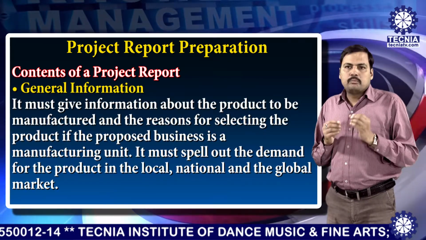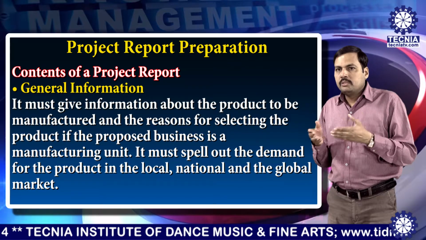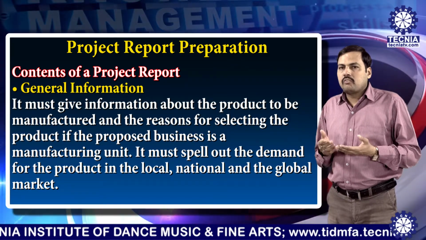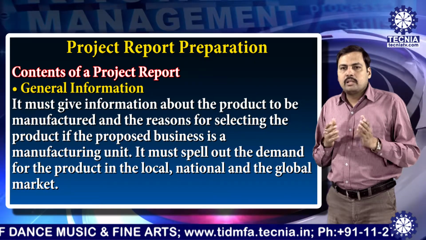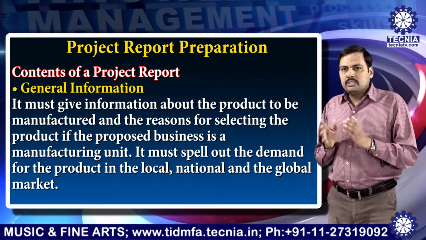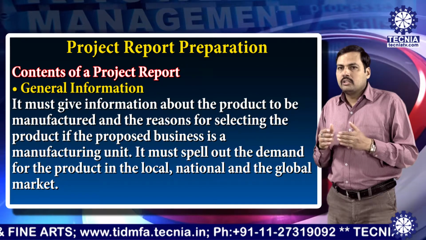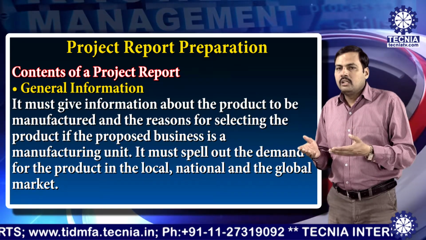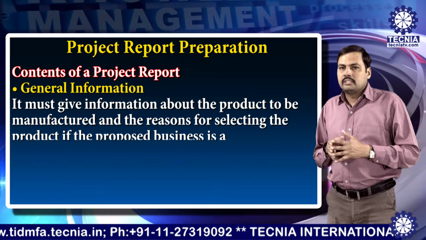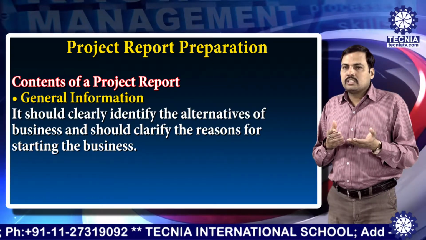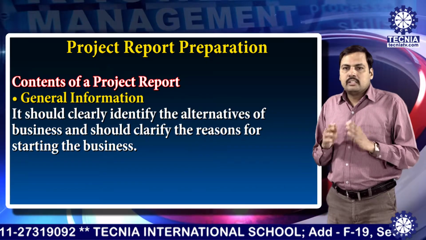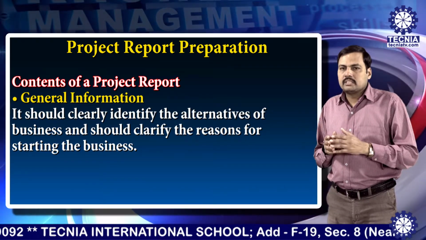It must give information about the product to be manufactured and the reasons for selecting the product if the proposed business is a manufacturing unit. It must spell out the demand for the product in the local, national and the global market. It should clearly identify the alternatives of business and should clarify the reasons for starting the business.